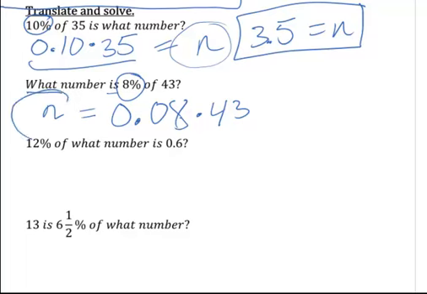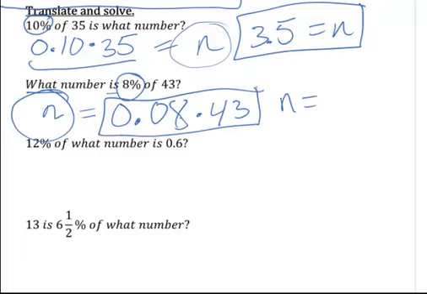My n is already by itself, so all I need to do with these two numbers is multiply them together. So I'm going to take my calculator, take 0.08 times 43, and I'm coming up with n is equal to 3.44.